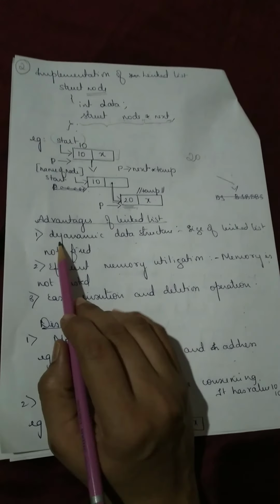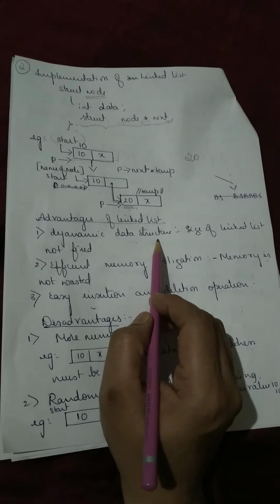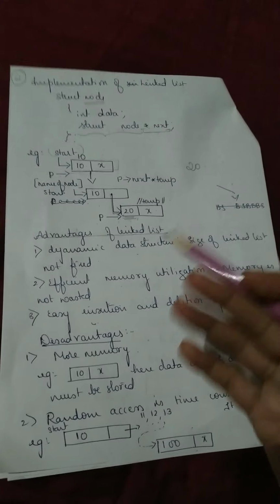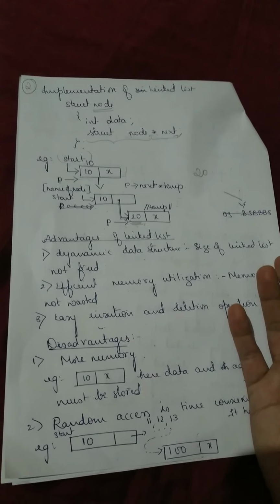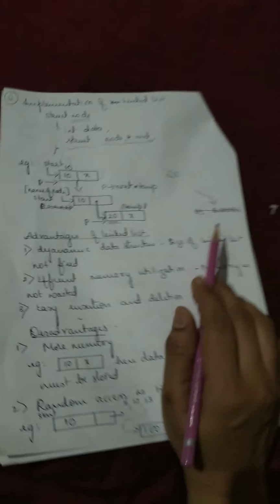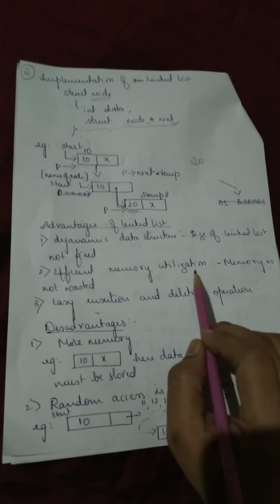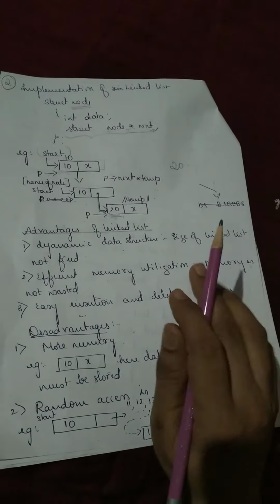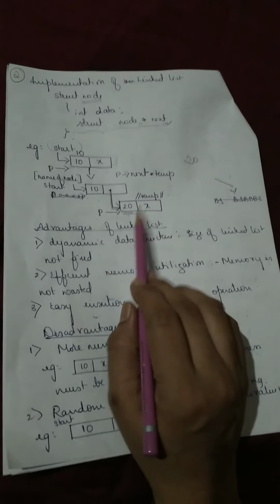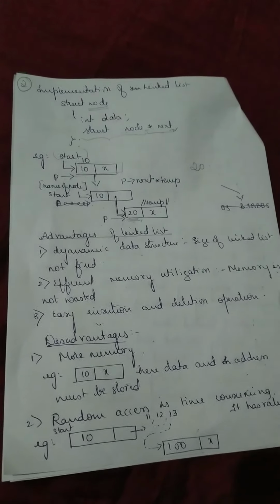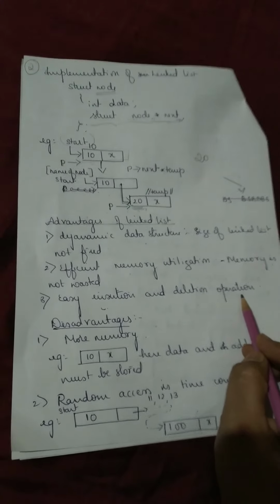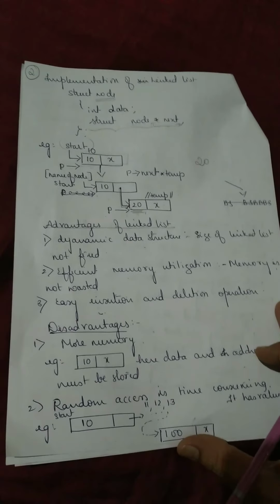The advantages of linked list: it is a dynamic data structure. What do you mean by dynamic? Dynamic means we can change the size of the linked list. It is not fixed. We can delete contents, we can add any contents. Efficient memory utilization. Here memory is not wasted. Whenever we need more data, only then do we create a node, right? Easy insertion and deletion operations compared to any other data structure.